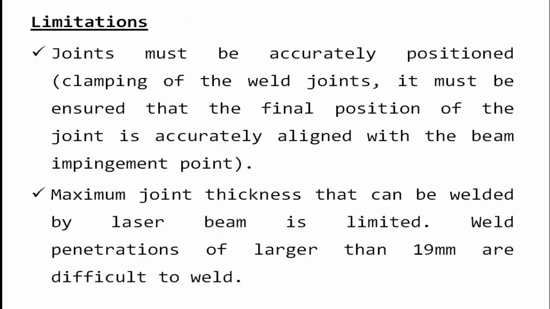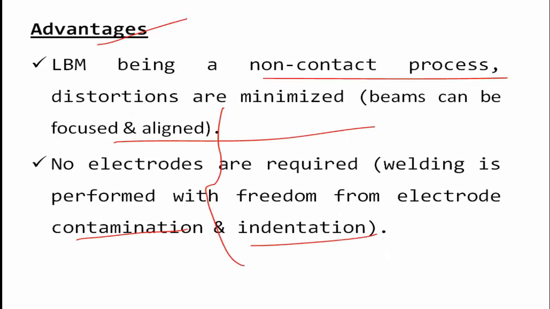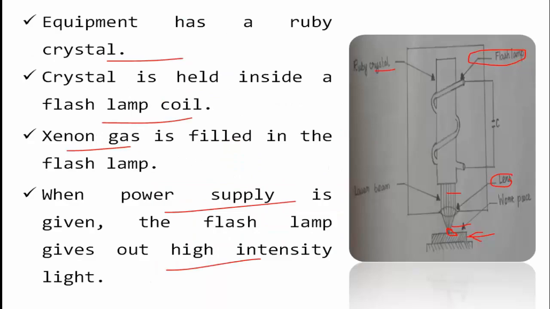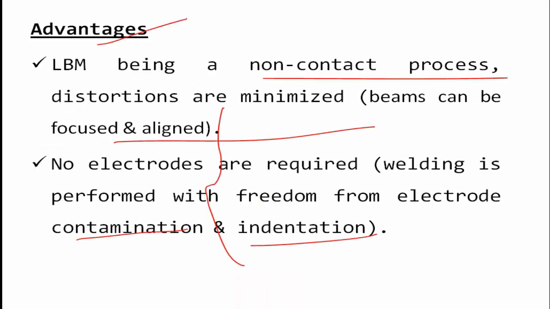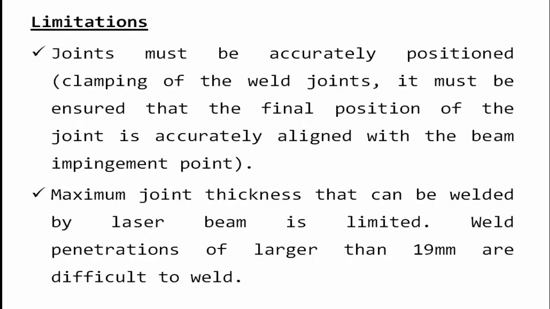Limitations: joints must be accurately positioned, because the focal spot and the laser beam contact that particular location directly. So the fixture and arrangement are very important for placing the workpiece. If any variation or deviation occurs in that location, we do not get the expected results. The clamping of welded joints must be ensured in the final joint position, so that accurate results are obtained.